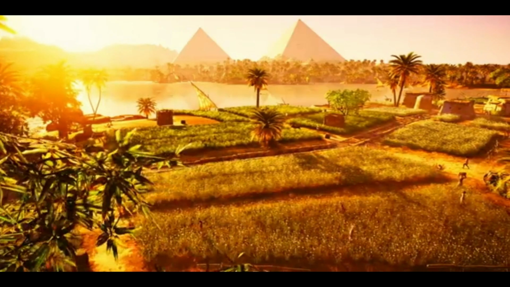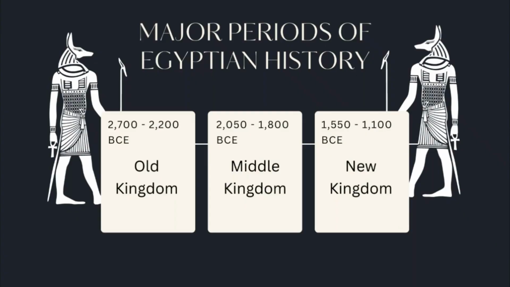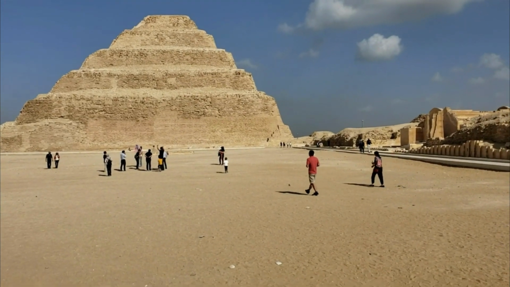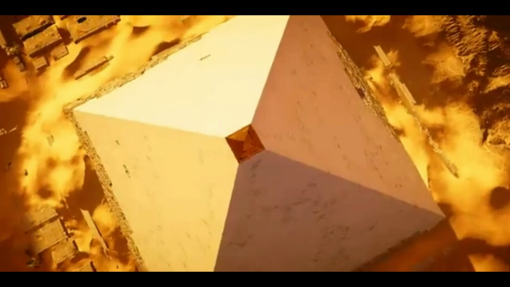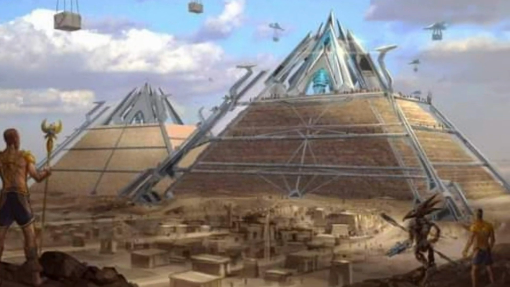Now, have you ever wondered what happened to history during the rise of the Egyptian period? Let us go back in time and explore the three major periods of Egyptian history. First, we have the Old Kingdom, followed by the Middle Kingdom, and then the New Kingdom. The Old Kingdom is also known as the Pyramid Age. The creation of pyramids started during this era. The Step Pyramid was the first great work of architecture in stone. The workers of these pyramids are truly skillful. Or was it the aliens all along?